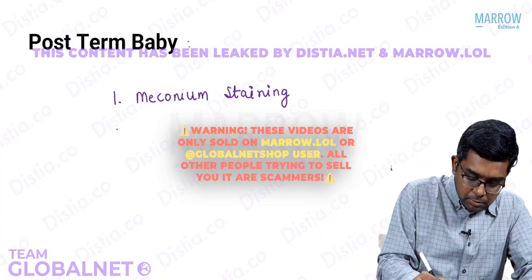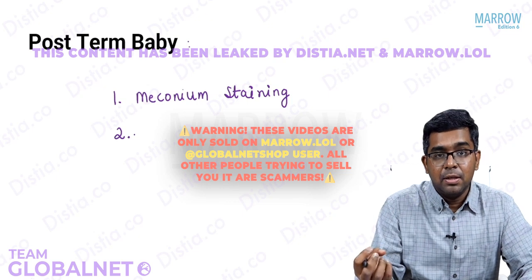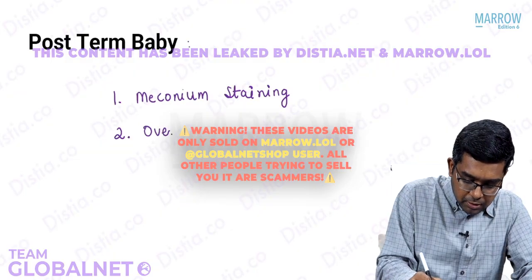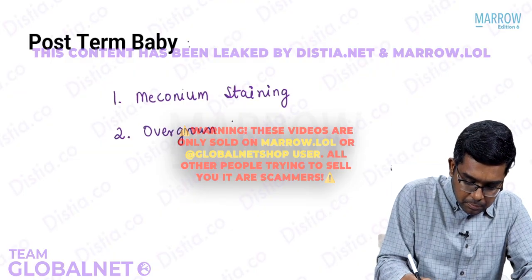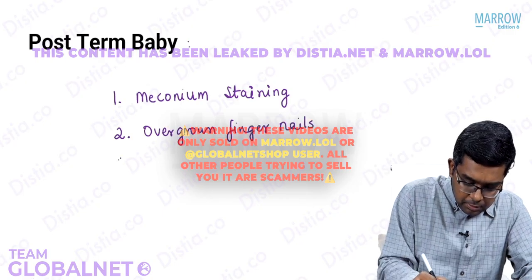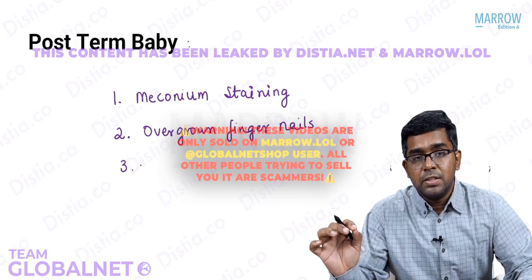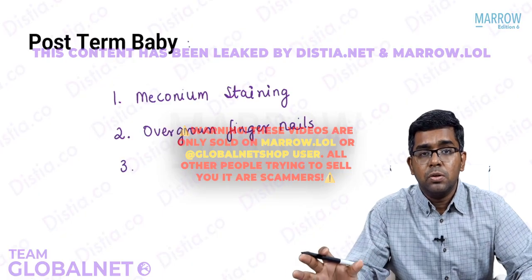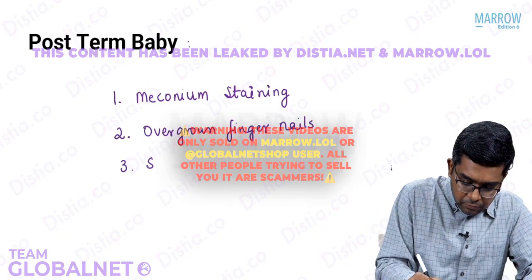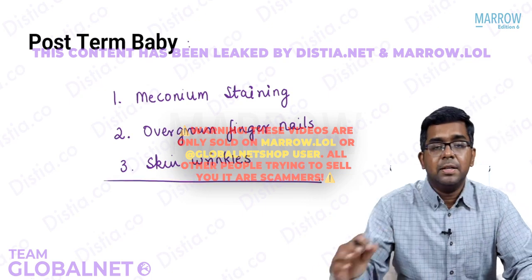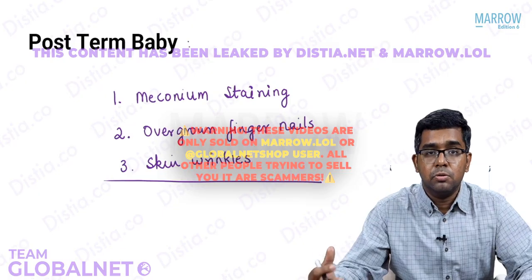Number two, if you look at the fingernails, they would have overgrown the edges. So it is overgrown fingernails. And the third important point is that from 42 weeks of gestation onwards, the amount of amniotic fluid will start decreasing, and that would cause appearance of skin wrinkles. So the baby's skin would show a lot of wrinkles. These are three features which may tell you that probably the baby is a post-term baby.